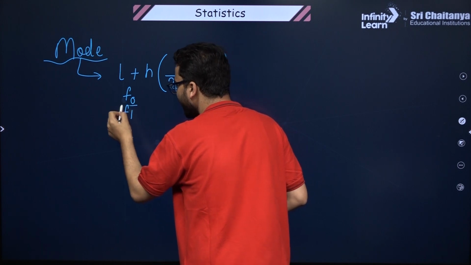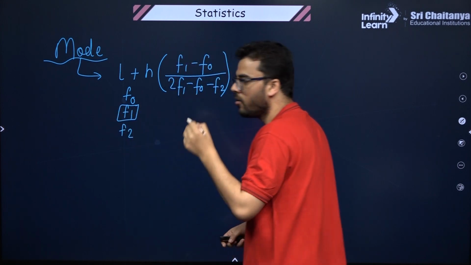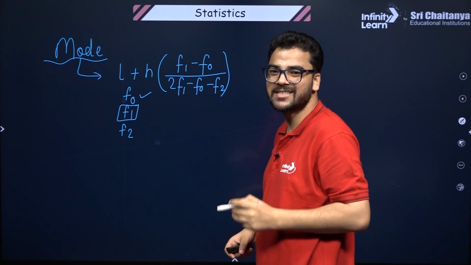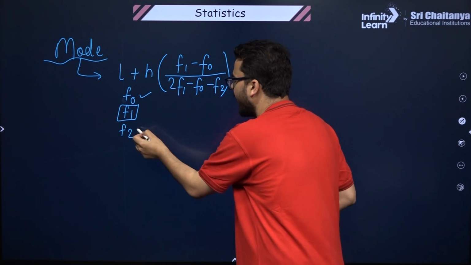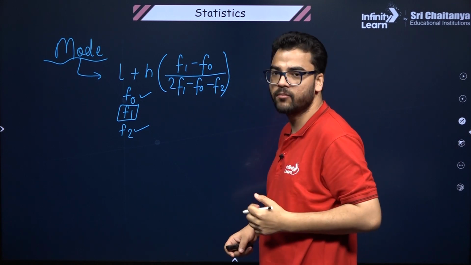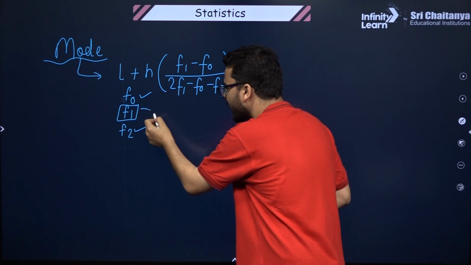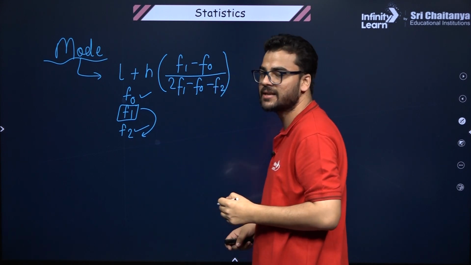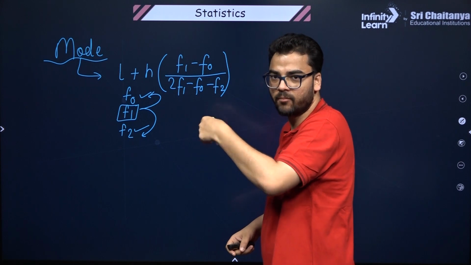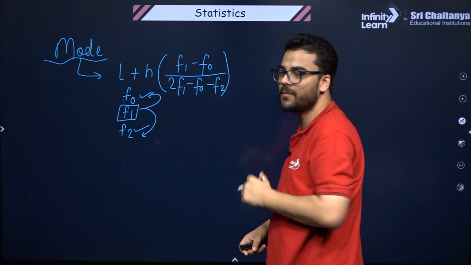Obviously the middle one is the frequency of the modal class. F0 is the frequency of the class preceding the modal class. F2 is the frequency of the class succeeding the modal class. It means the frequency of the class which is after the modal class. And F0 is the frequency of the class before the modal class. So I hope this formula is clear.